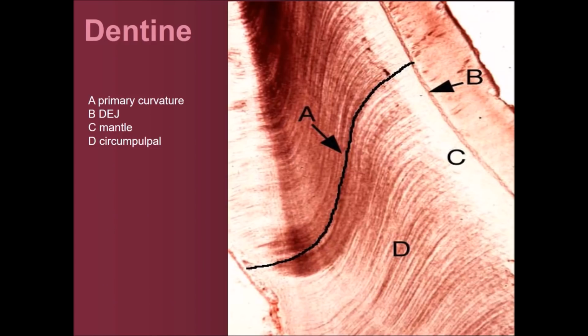What is the meaning of the primary curvature? The primary curvature is the course of the dentinal tubule from the pulp to the dentin enamel junction. This is the S-shape or sigmoid course of the dentinal tubule. It is not straight. It is sigmoid in course. This we call the primary curvature.